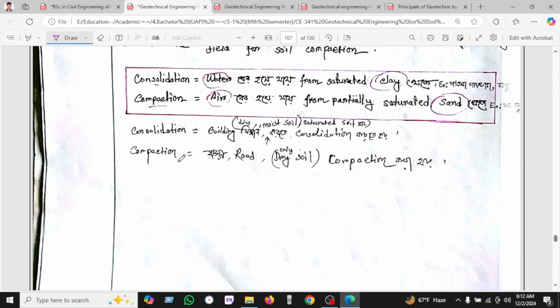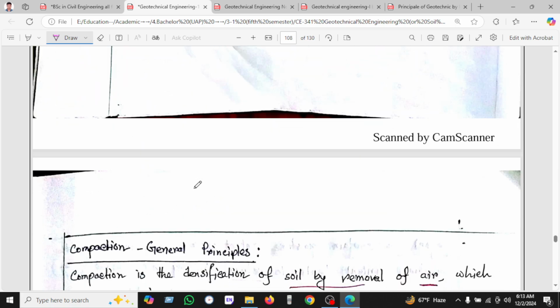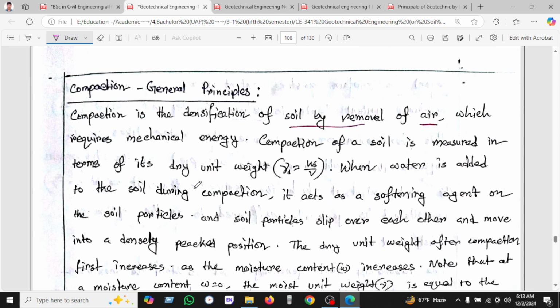So consolidation is considered when we construct a building, in a dry or moist situation. Compaction will be used when we construct the road. The general principle of compaction: compaction is the densification of soil by removing air, which requires mechanical energy.